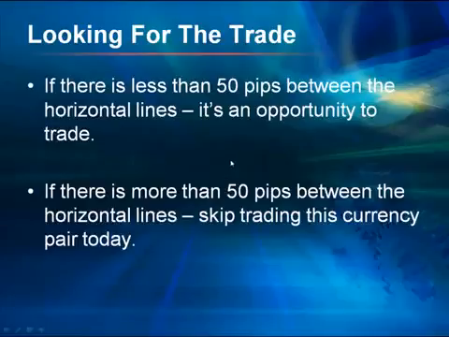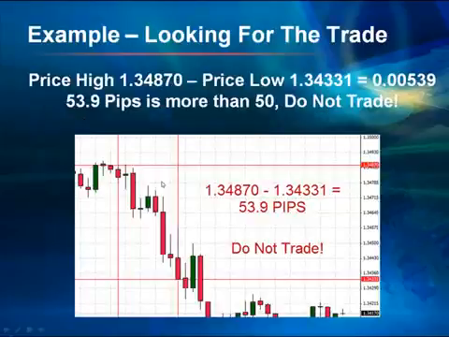So the price has consolidated a bit. It hasn't moved more than 50 pips in that particular time frame, that means it's about to break out in one direction or the other, or it very likely is. So let's just take a look at a couple of examples of what I mean.